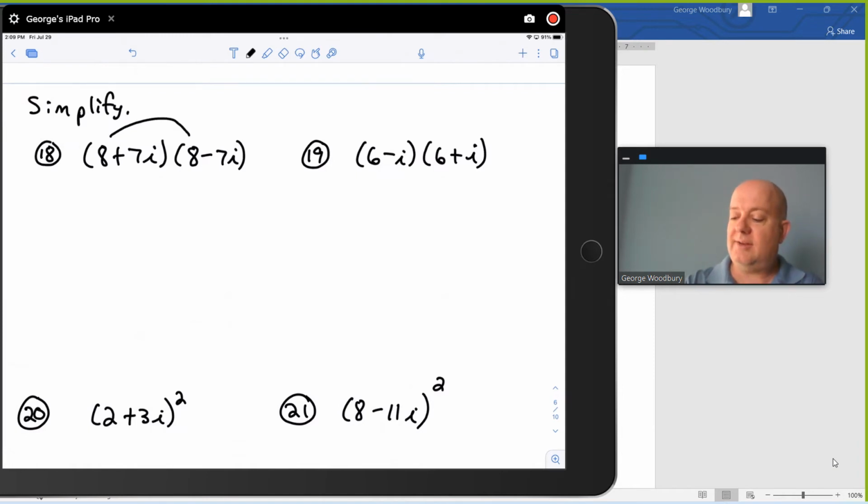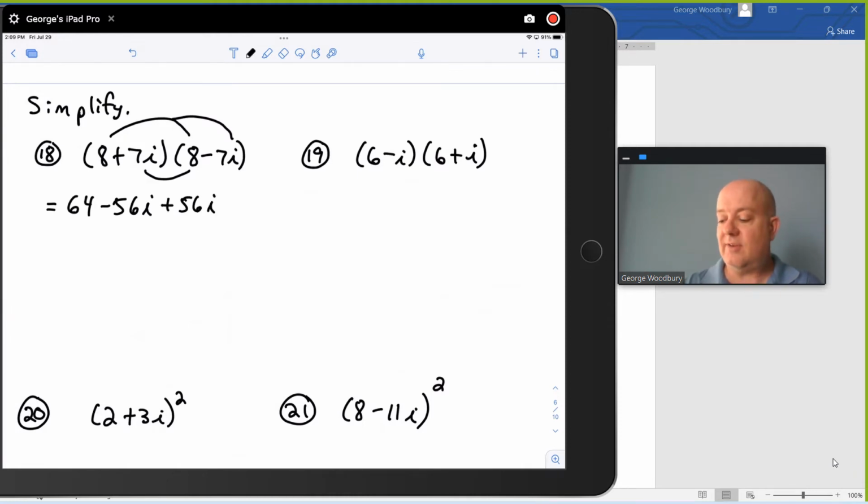We're going to distribute 8 times 8, that is 64. 8 times negative 7i, that's minus 56i. Then distribute the 7i. 7i times 8, that's plus 56i. And 7i times negative 7i, that's minus 49i squared.